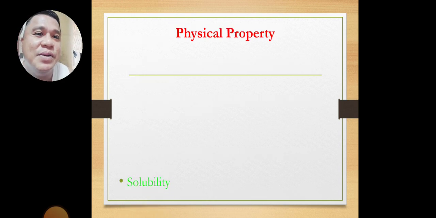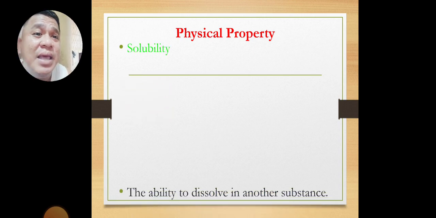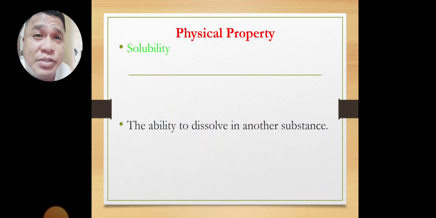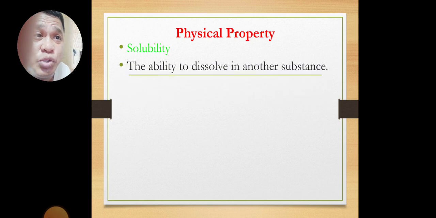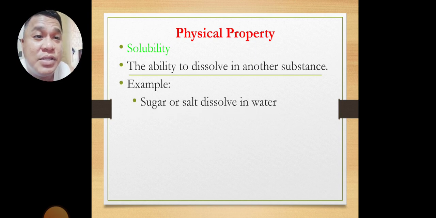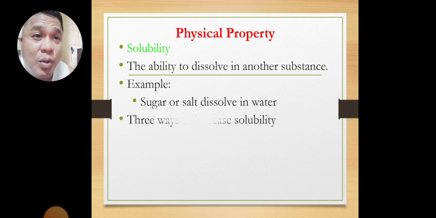Another physical property is solubility. When we say solubility, it's the ability to dissolve in another substance. For example, you put a solid amount of NaCl into water. Once it is dissolved, that shows its solubility. Sugar or salt dissolved in water is an example of solubility.